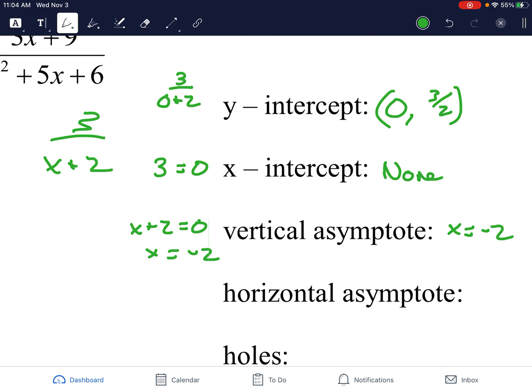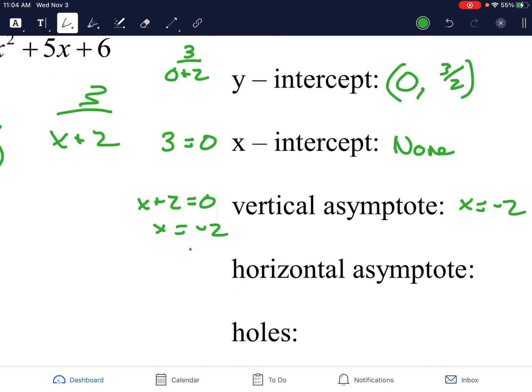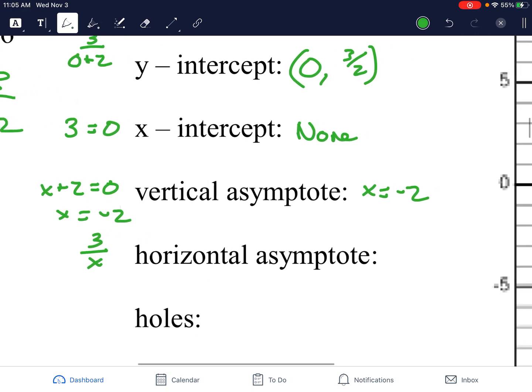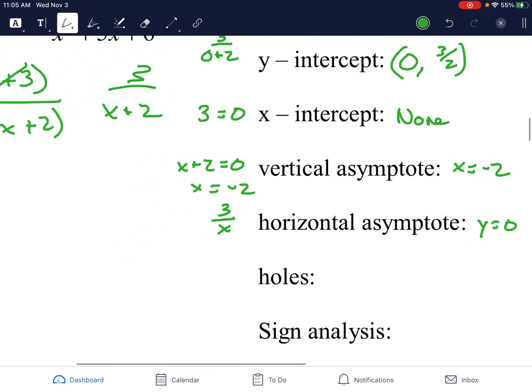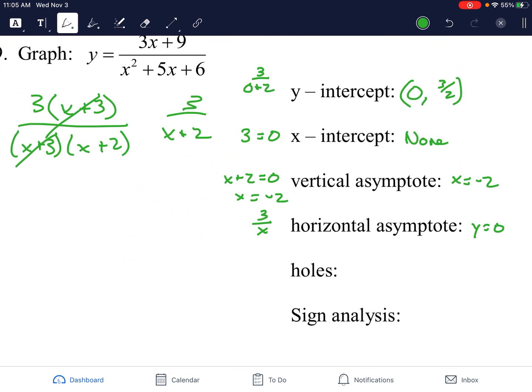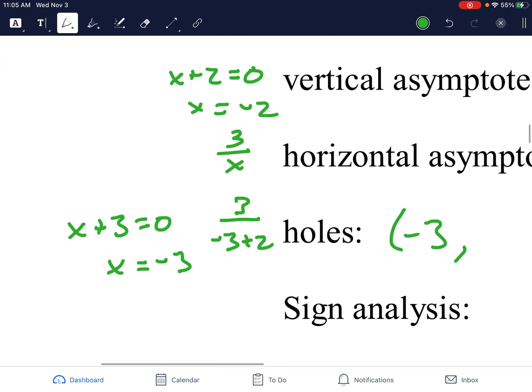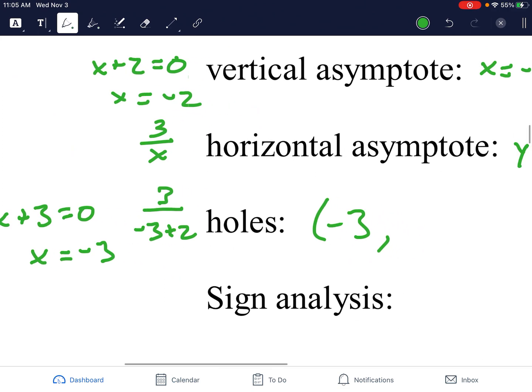Your horizontal asymptote is found using the leading coefficients of the numerator and the denominator, in this case 3 and x. Just like in the first question, if you put a really big number in for x, like a trillion, 3 divided by a trillion, it's going to be close to 0. Now we did cancel something else, so we will have a hole. We canceled out x plus 3. Set it equal to 0 and solve for x. So our x component of your hole is going to be negative 3. We put that into our equation, 3 over negative 3 plus 2 will give you 3 over negative 1, which is negative 3.